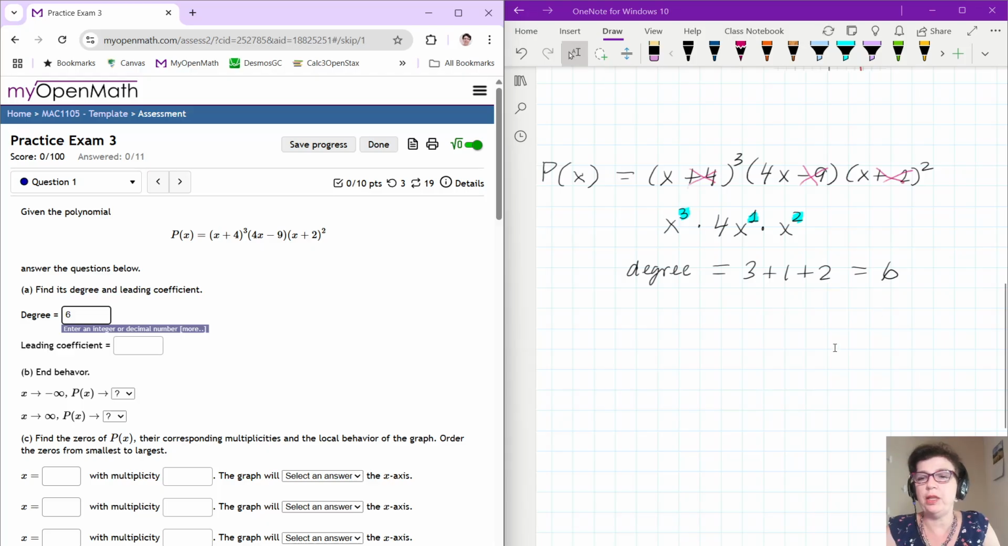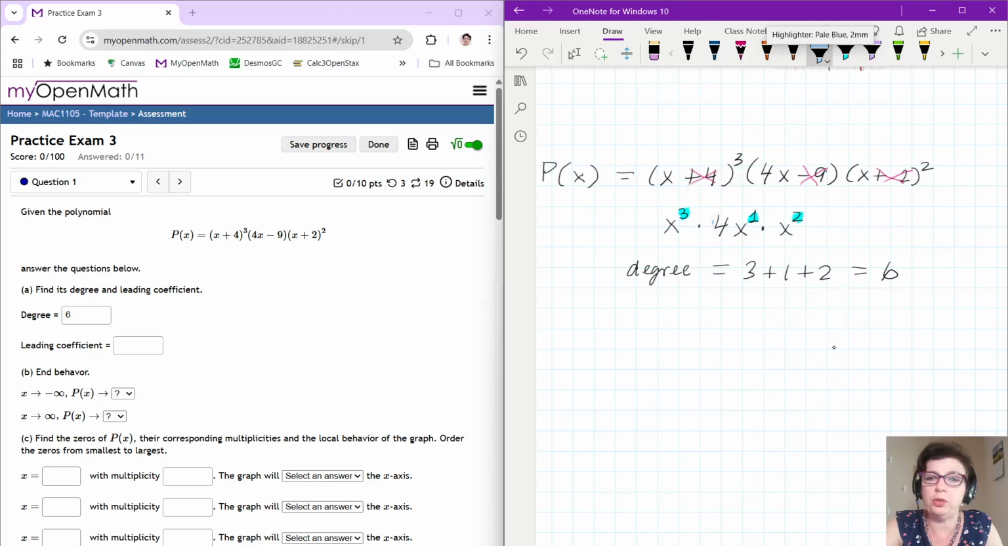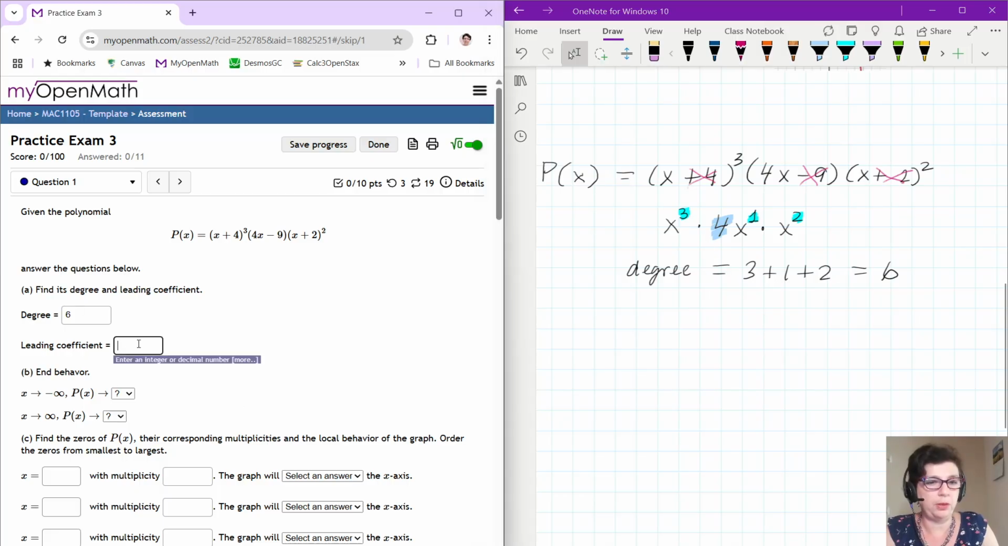Now, in terms of the leading coefficient, you're just looking at the numbers, if any, in front of x and multiplying them. So I can see that only one term has a number in front of x, and that's 4. So that's going to be my leading coefficient. So that's going to be a 4. So once I determine that, I should be able to figure out the end behavior. So how do I do that?